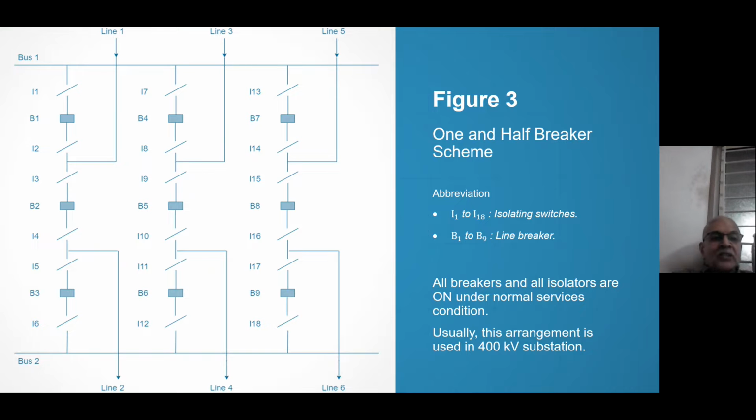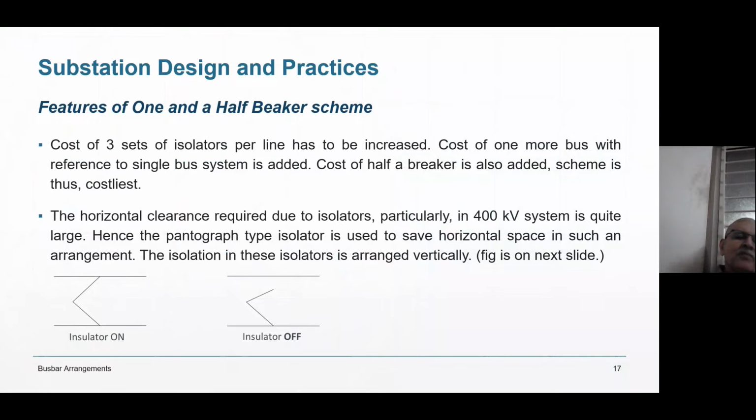Therefore, however complex and costly it is, you have to use the 1.5 breaker scheme. You can see the cost because many isolators are there. And now you think I am using it for 400 kV. So the isolating distance when the isolator is open is large. For 18 isolators, it is so large a distance that you will need a very big land, and therefore you will have to pay. The electricity board also will have to pay to the person from whom they purchase land. So what do they actually do? The isolators are not horizontal, the isolators operate on and off vertically.